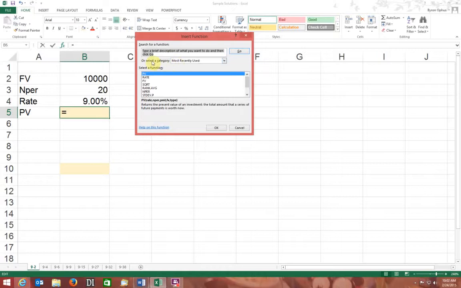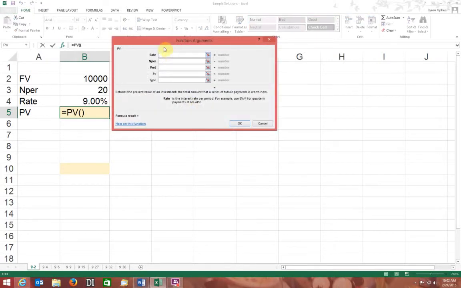Now right here it says select a category, and typically, since we're in business finance, we're going to be looking for ones that are in the financial category. So let's go ahead and click on financial. Okay, they are alphabetical. Okay, and I'm solving for present value, and I won't tease you. I'll just tell you that the present value one is PV. Okay, and once you click on it, you can read down here, and it tells you, it says returns the present value of an investment, the total amount that a series of future payments is worth now. Okay, and we don't have a series, we've got a single payment, but that's okay. Okay, and I'll show you.